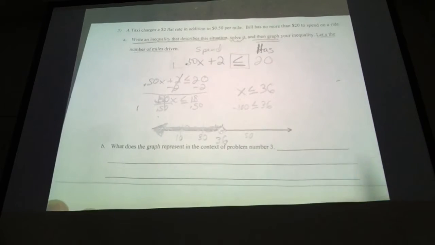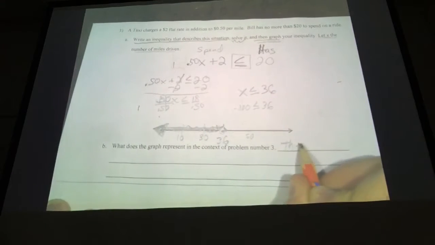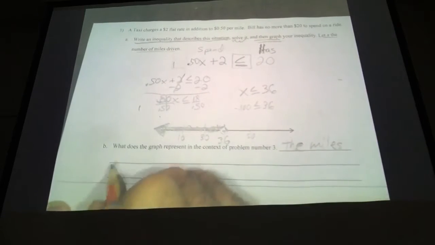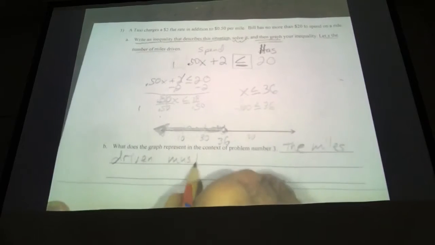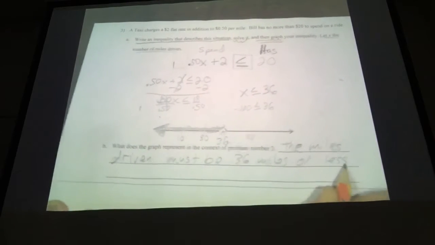Okay? So what we're going to write is that the miles driven must be 36 miles or less.